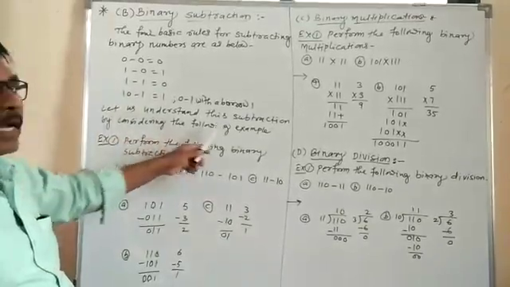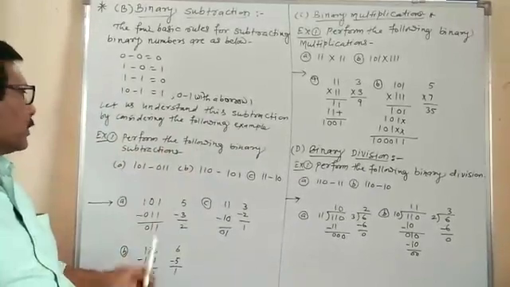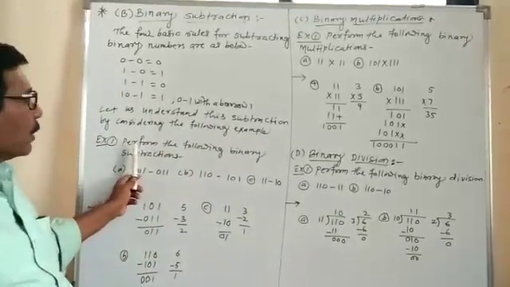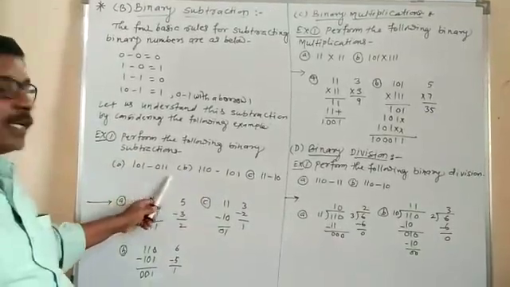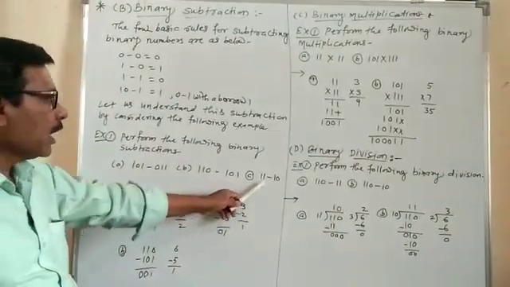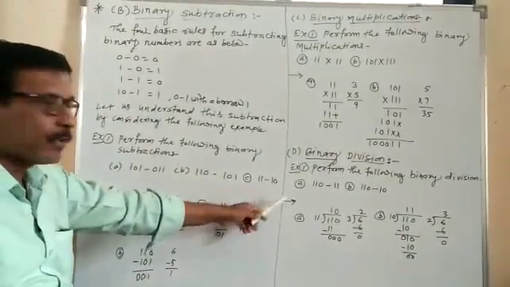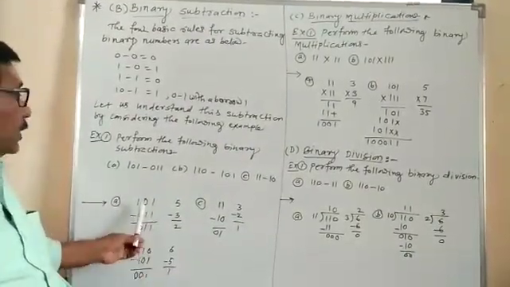Let us understand binary subtraction by considering some examples. Perform the following binary subtraction. First is 101 minus 011. Second one, 110 minus 101. And third one, 11 minus 10. One by one we shall see all these subtractions.